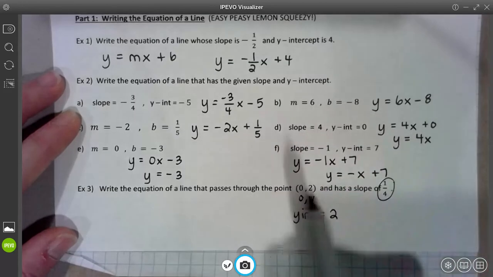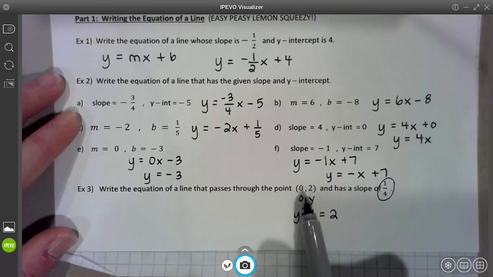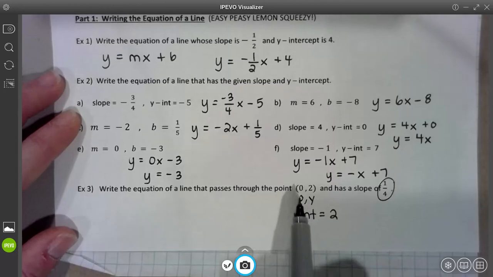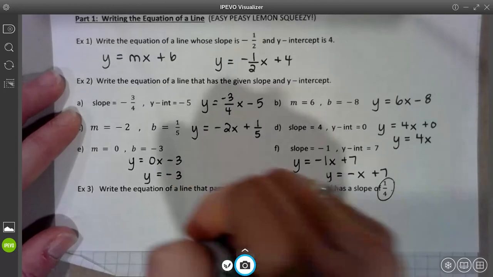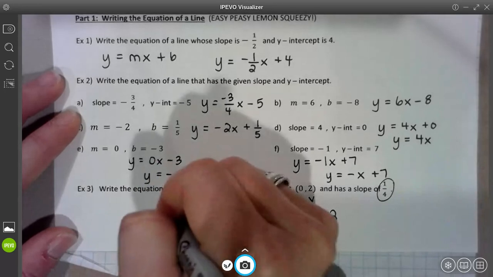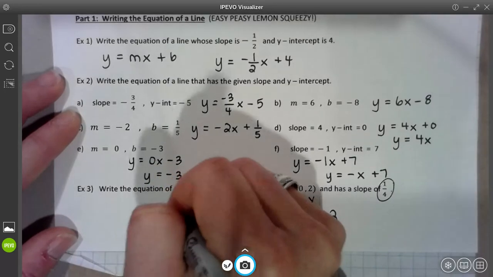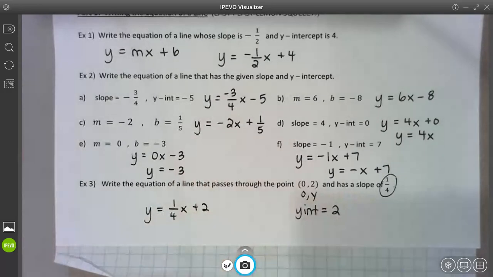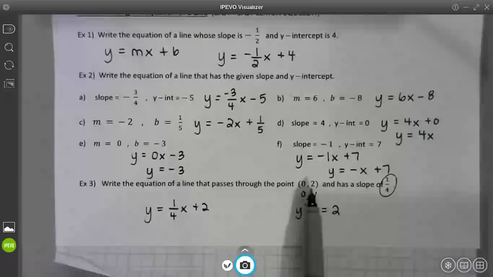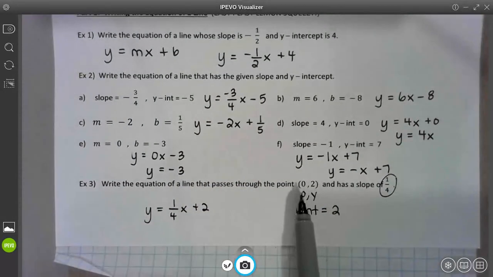So please don't miss it. If they're going to disguise the y-intercept as an ordered pair, you better be able to recognize that that is the y-intercept. And you should know it because the x coordinate is 0. So that's just going to be y equals, I got a slope of 1/4 times x plus 2. And you're done. So please be on the lookout for when they write the y-intercept as an ordered pair, because you don't want to make this any harder than it needs to be.